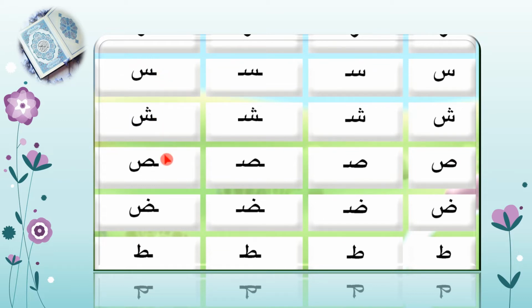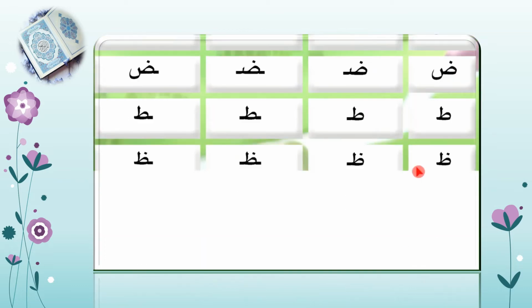Now, alhamdulillah, we finished alif, then we finished the next group, ba, ta, tha, and then we finished the next group, jim, ha, kha, then the next group, dal, dhal, ra, zai, then this group, sin, sheen, sad, dad.